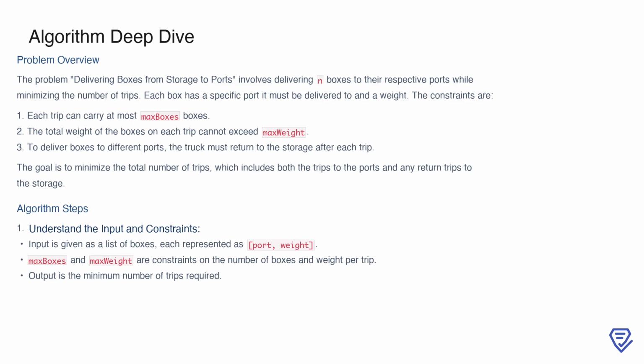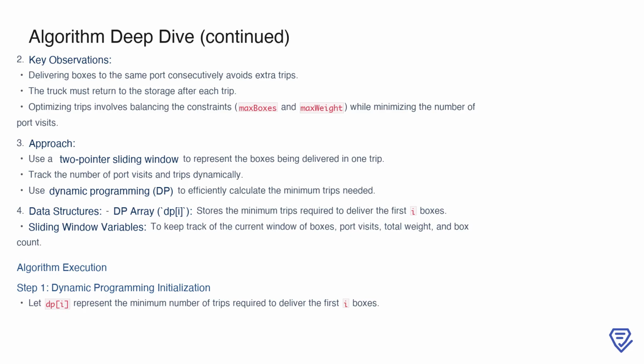To solve this, we first need to interpret the input and constraints accurately. The input consists of a list of boxes, each represented as an array [port, weight], and the parameters max boxes and max weight. The output should be the minimum number of trips required to deliver all the boxes while following the given rules. Key observations are essential to constructing an efficient solution. First, delivering boxes to the same port consecutively can help avoid unnecessary trips, as grouping deliveries reduces the number of port visits. Second, the truck must always return to storage after completing a trip, so we must account for these return trips in our calculations.